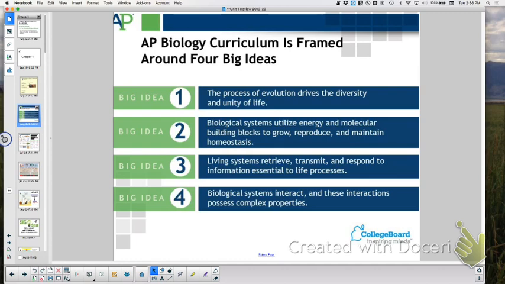So biological systems utilize energy. How do they get that energy? Where does all the energy come from? The sun, ultimately. Who captures that energy? Plants. What are they called? Autotrophs, right? So plants capture that energy, and then that gets passed to what? What do we call it? Heterotrophs. What's another name for it? Consumers, right? Consumers. All right.